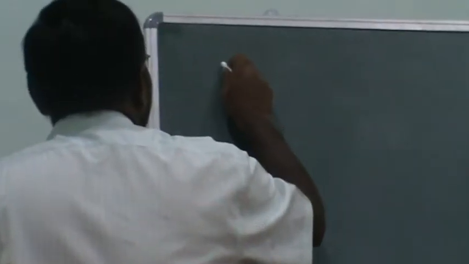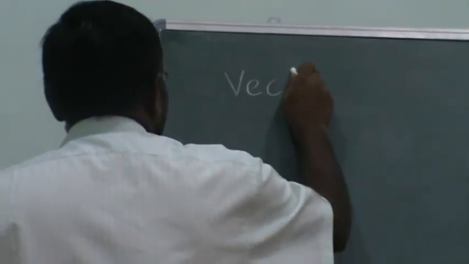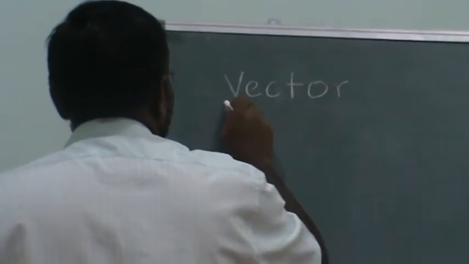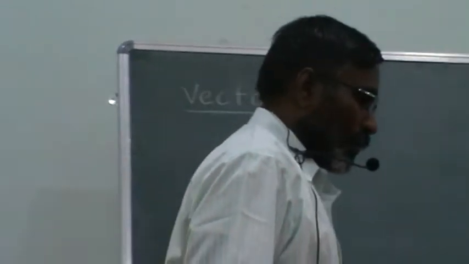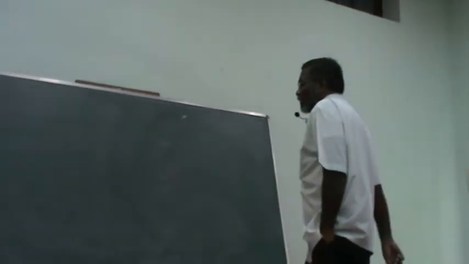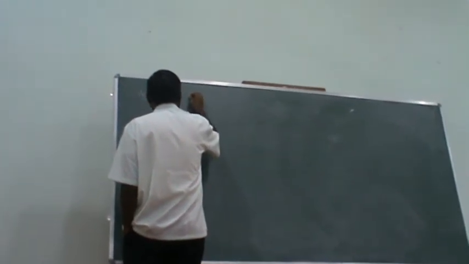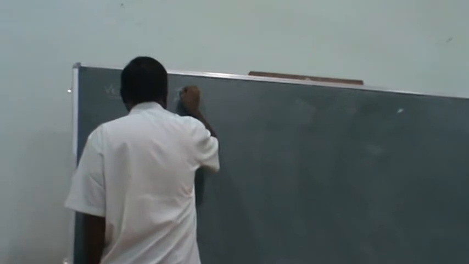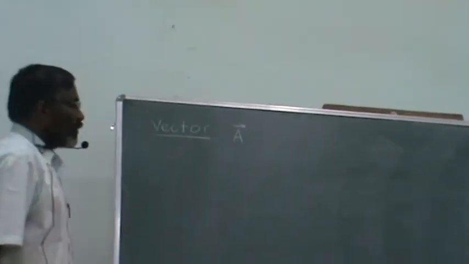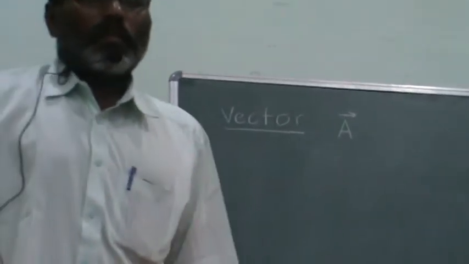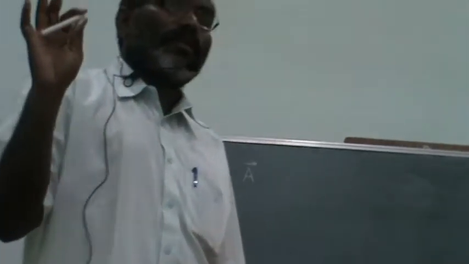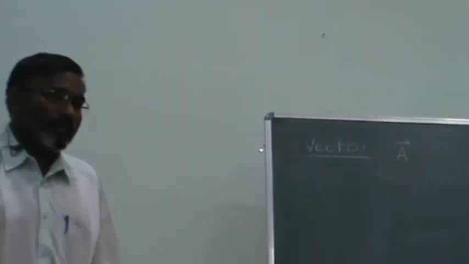Familiar quantity first. We define a vector. A vector, I can simply write it as A, with a symbol on A like this. Okay, this is a vector, but if you choose a particular basis, then you can write its components. A vector is independent of basis, but the components depend on the basis that you choose.